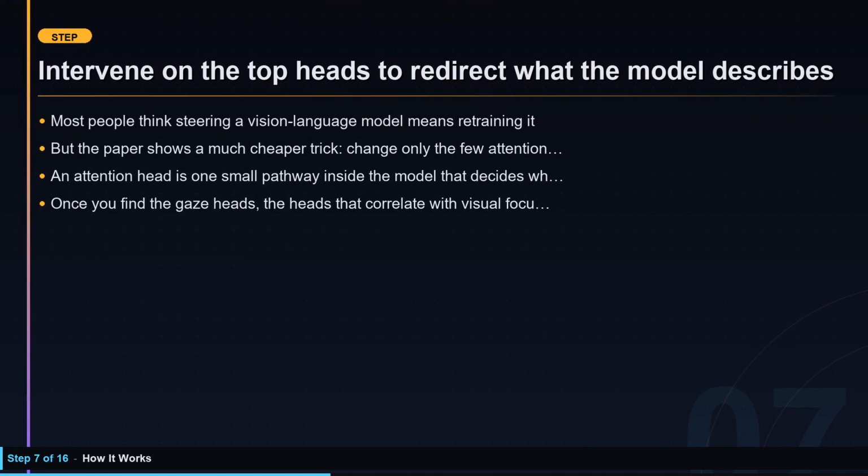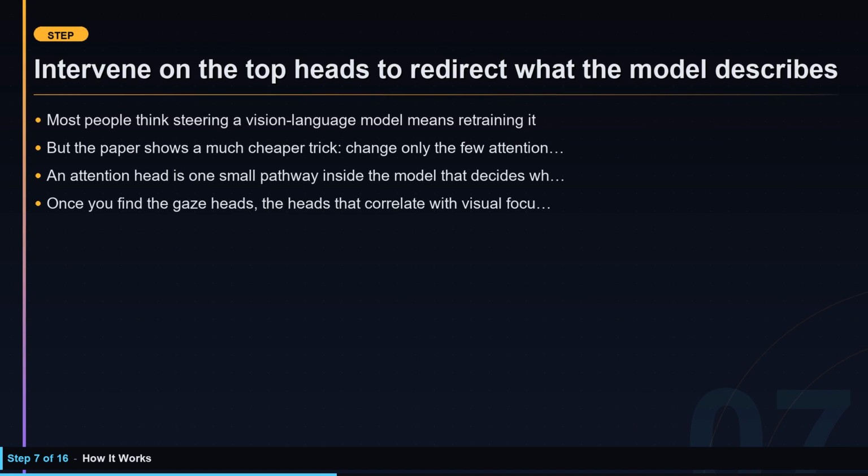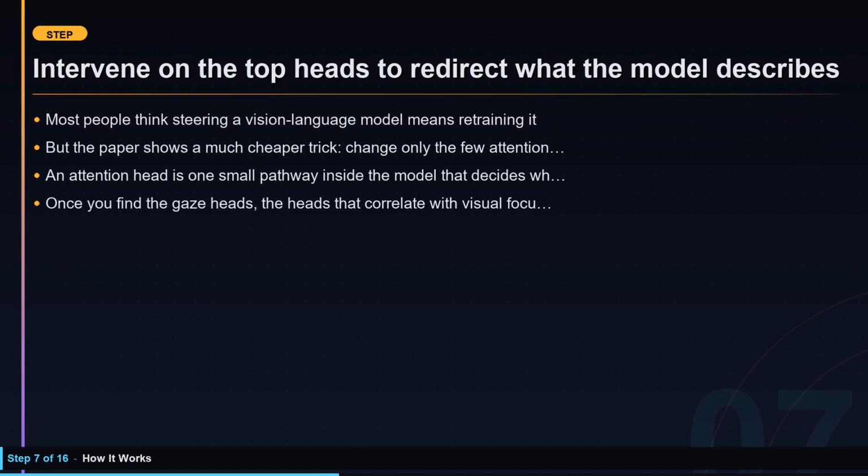The key result is that intervening on the top 100 gaze heads, which is fewer than 9% of all heads, can steer the model to answer about the chosen panel with high accuracy, while random heads do not.